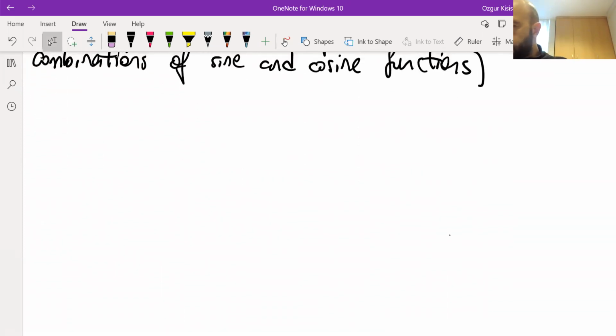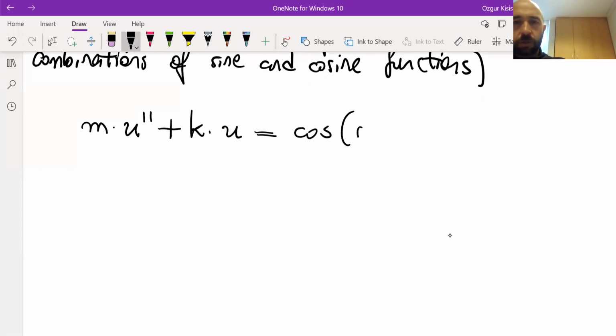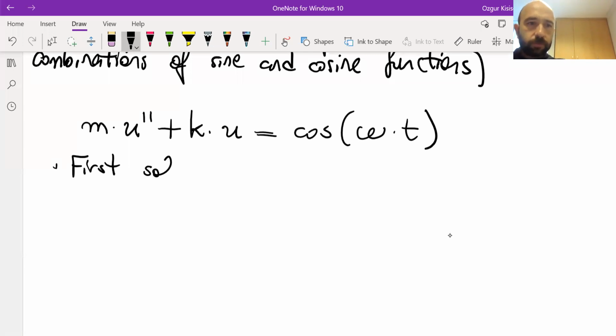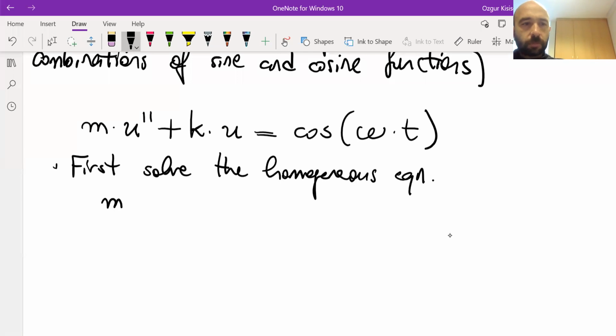So our equation is m times u'' plus k times u equals cosine of omega times t, right? We want to solve that. Well, first, solve the homogeneous equation: m u'' plus k u equals 0. We did that before, but let me summarize.